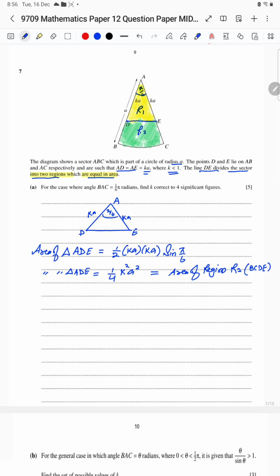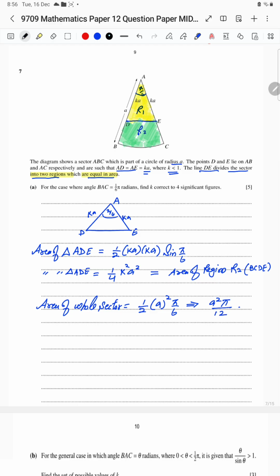Now we have to find the area of the whole sector. We know the area of the whole sector will be 1 by 2 times r square theta. r is A square, and theta in radian is pi by 6. We can get A square pi by 12.